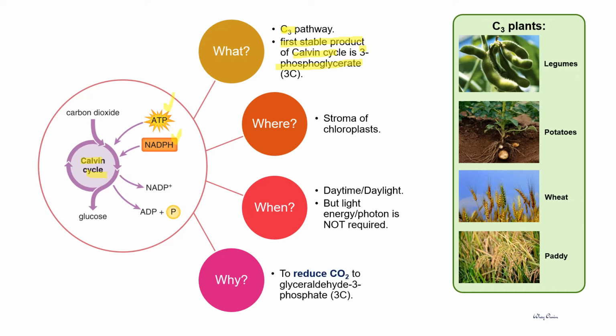The importance of the Calvin cycle is that it reduces the inorganic molecule, carbon dioxide, to become the organic complex molecule, glyceraldehyde 3-phosphate, a 3-carbon compound. They are going to be combined and produce a 6-carbon sugar, which is glucose.